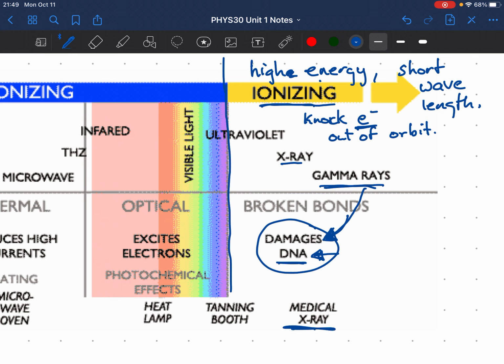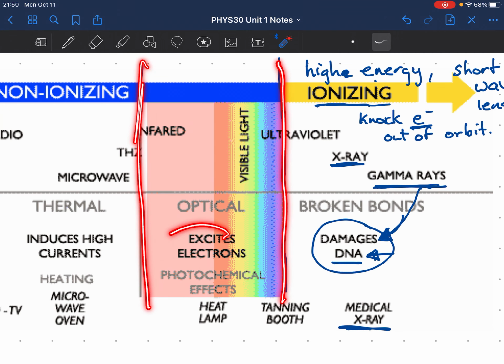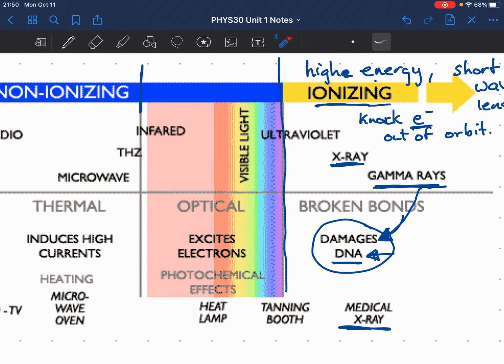You can see here we've got medical X-rays right here. They deal with this. Gamma rays, as we watch Battle for Chernobyl, you'll see they have to encounter gamma rays. Now, in this area between the infrared and the ultraviolet, we have the ability to excite electrons. It doesn't knock them out of orbit. It can put them into a higher orbit. It can excite the electron.